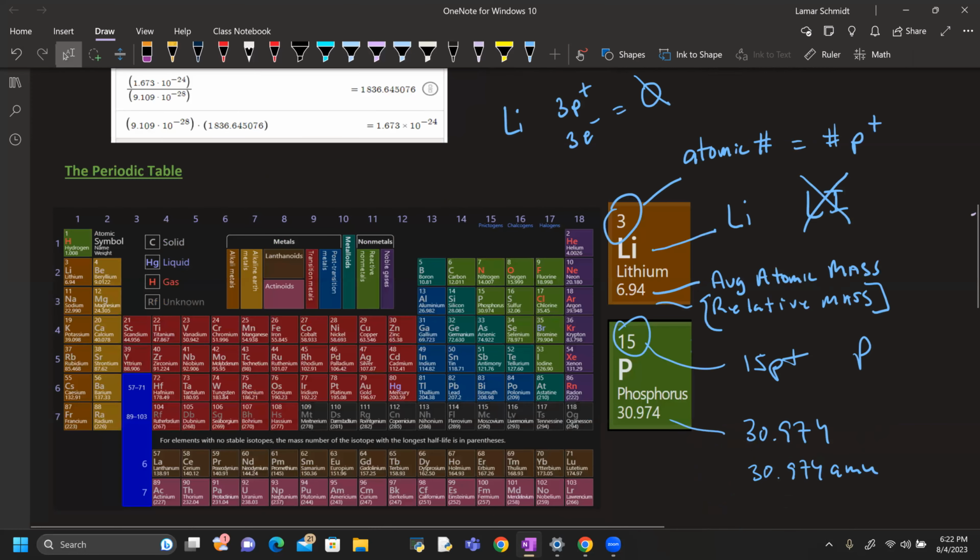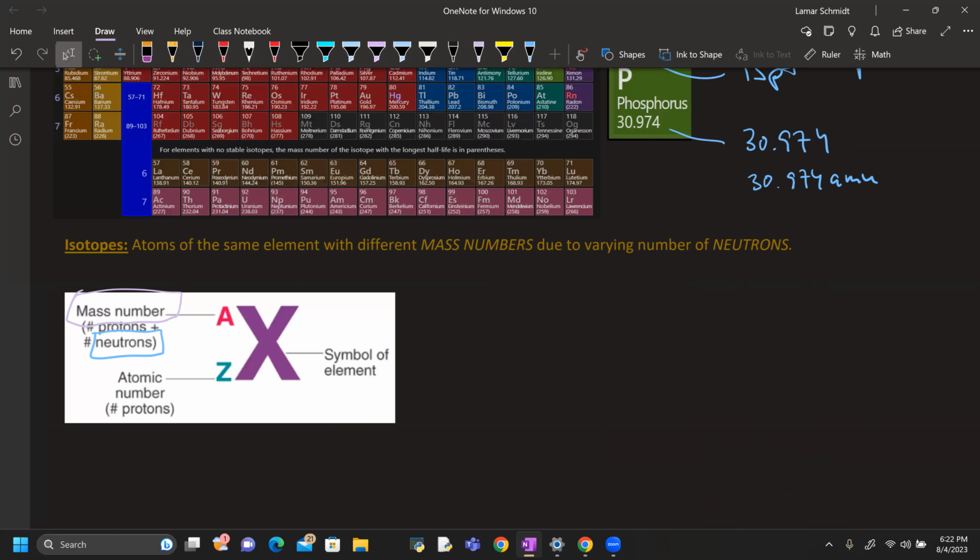So here we have isotopes, and I have this defined. Isotopes are atoms of the same element with different mass numbers due to a varying number of neutrons. So their mass number is different because they have a different number of neutrons. So we can see here that the mass number is equal to the number of protons plus the number of neutrons.